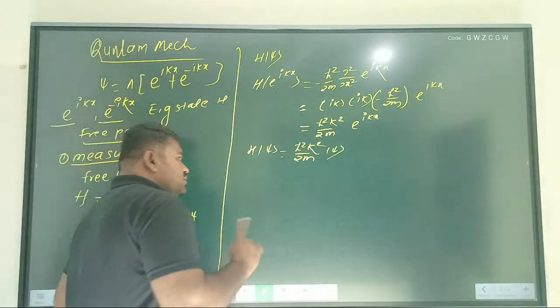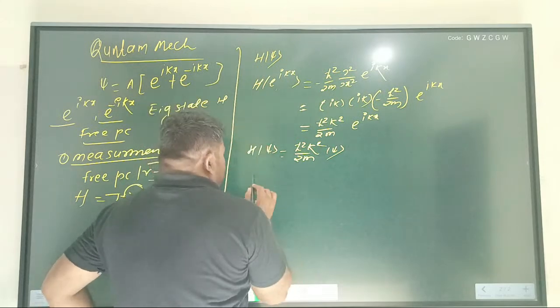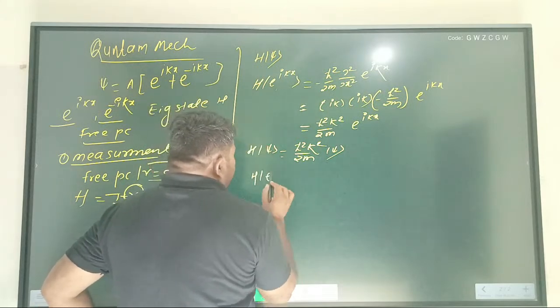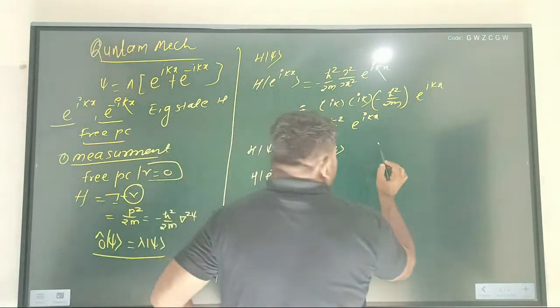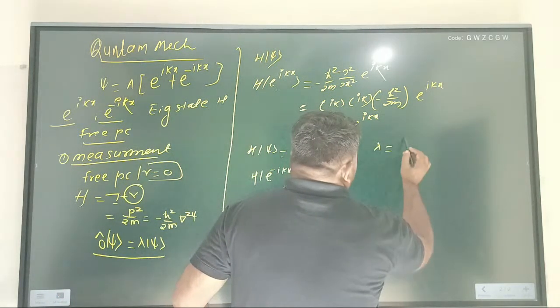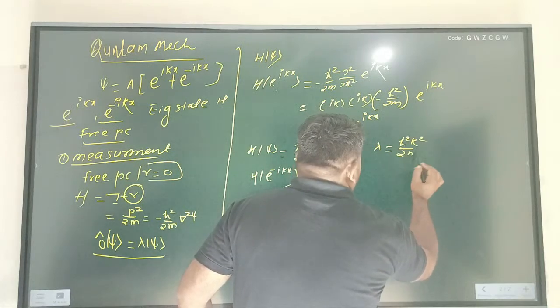What is the second eigenstate? The second eigenstate means e to the power minus ikx. At that time we can operate H on e to the power minus ikx. Then what is the measurement? Here lambda is nothing but the measurement. What is this measurement? h cross square k square upon 2m.